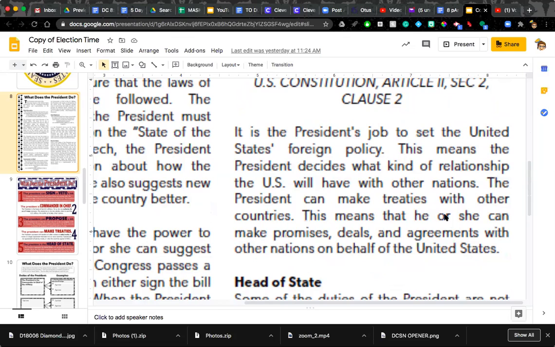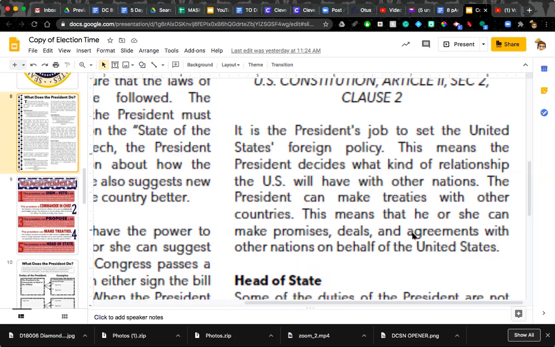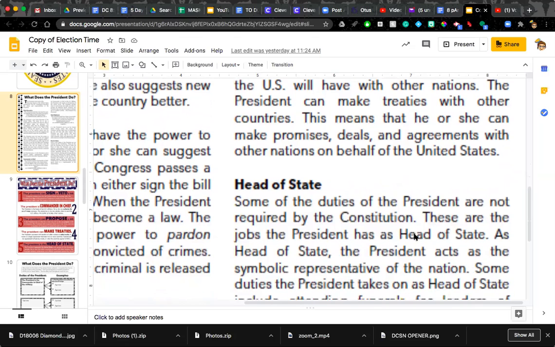Yeah. It is the president's job to set the United States foreign policy. This means the president decides what kind of relationship the U.S. will have with other nations. The president can make treaties with other countries. This means that he or she can make promises, deals, and agreements with other nations on behalf of the United States. Good. So this one, he's got a lot of the power on his own, is how we deal with other countries, other nations. He can make treaties, promises, deals, agreements, all on behalf of the United States.